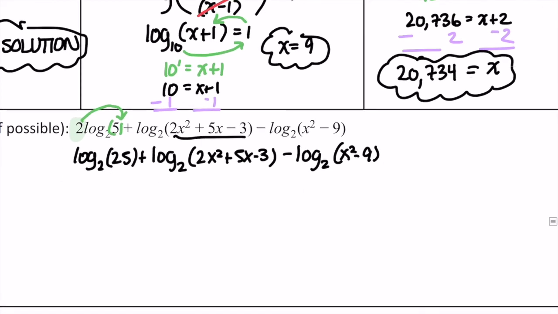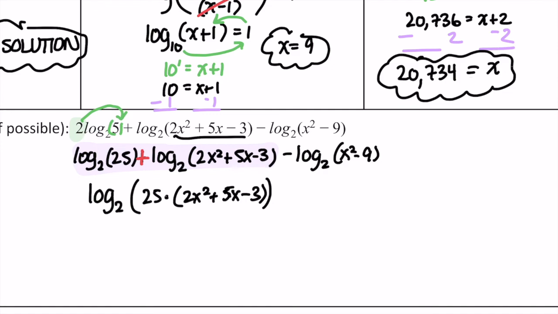Now I'm going to look at these first two logarithms and I'm going to condense them. There is addition in between, so I know I can condense them using multiplication. I'm not going to finish multiplying the things together. I'm just going to leave them as factors. 25 times 2x squared plus 5x minus 3, because I know that there's some factors that I'm going to be able to cancel out. So I have that minus log base 2 of x squared minus 9.